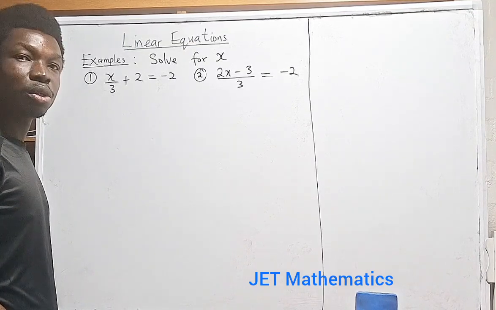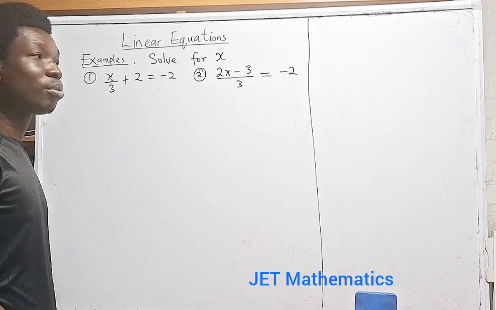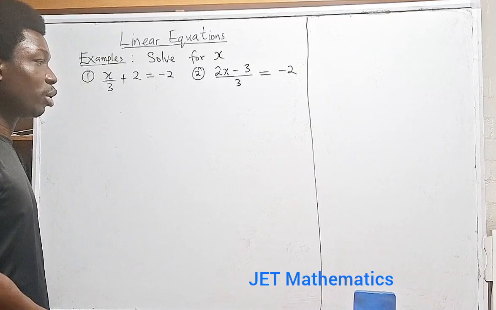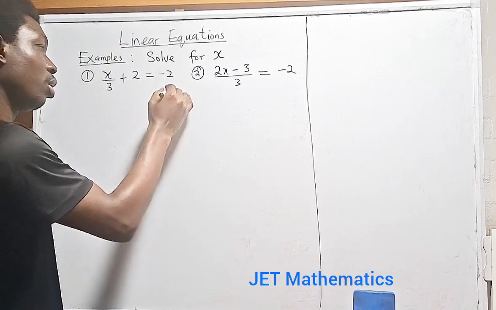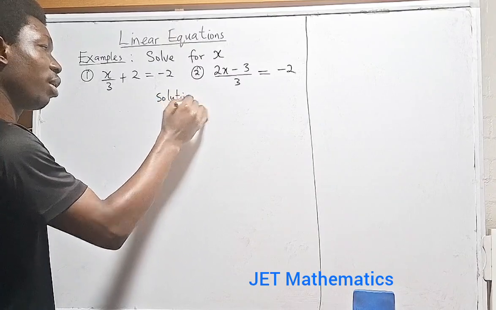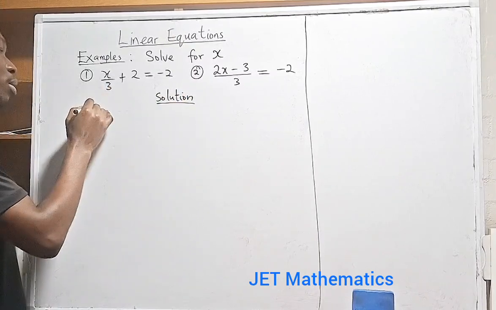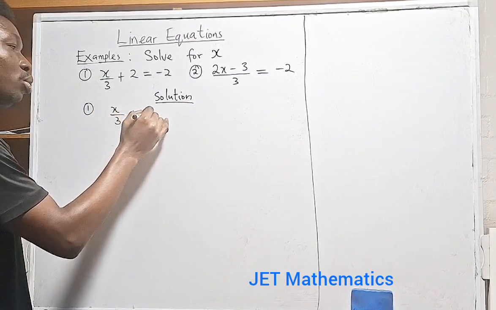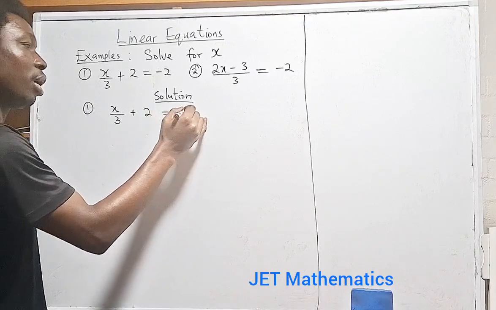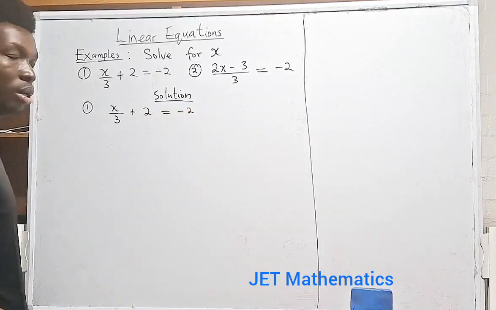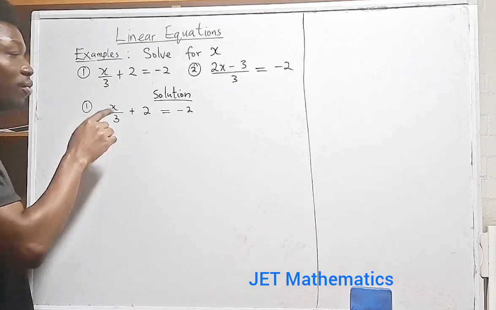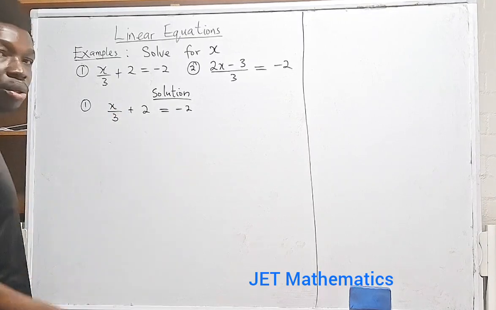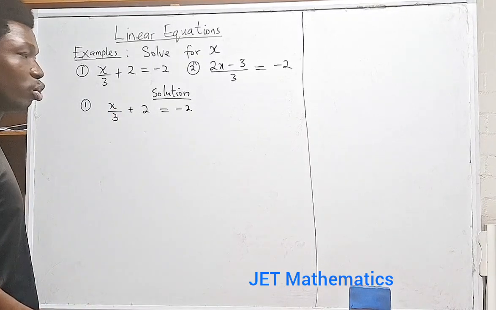Still on linear equations. Today we'll be looking at more examples. So we have two examples on the board. Straight away we'll go see how we can solve them. So number one is x divided by 3 plus 2 is equal to minus 2. Remember, our job is to find the value of x that makes this relation true.